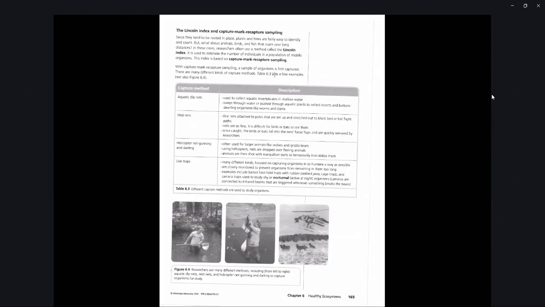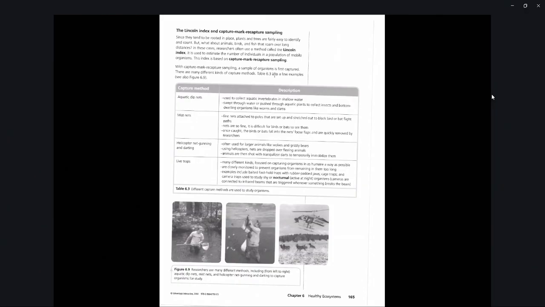The third one is the helicopter net gunning and darting. This is one where they're trying to study bigger animals, wolves, grizzly bears, polar bears, etc. Using helicopters, the nets are dropped over the animals. They're shot with tranquilizer darts, and they temporarily stop them. They get out, they measure them sometimes, they tag them. We're going to talk about that in just a couple of minutes. And that's a way they can do a quick count and check the animals, species, count species, etc.